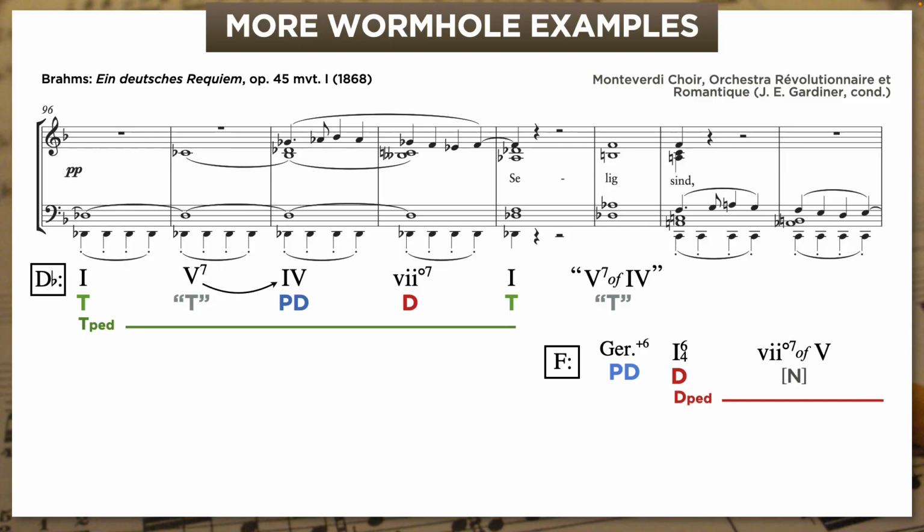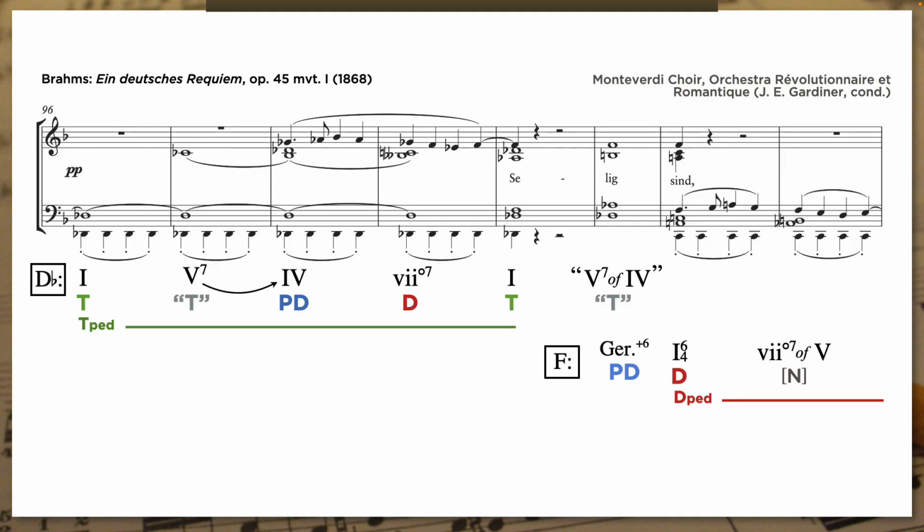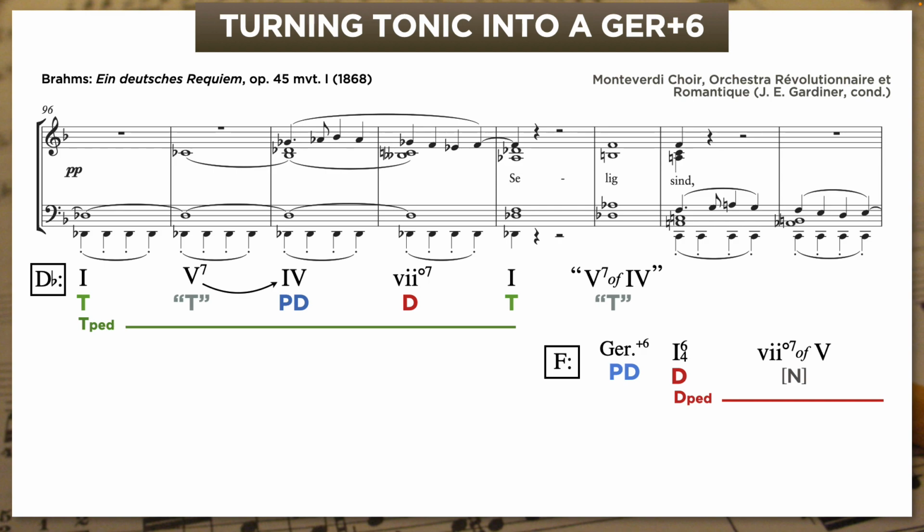Now, as usual, I have exactly no statistics to back this up, but I'm pretty sure that this particular move, modulating up a major third by treating 5/7 of 4 as a German sixth, I think this may be the most common enharmonic wormhole. An easy way to think about it is that we basically just turn the tonic into a German sixth of some other key.